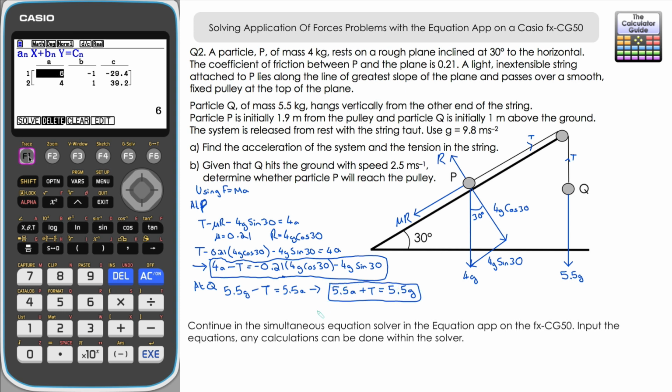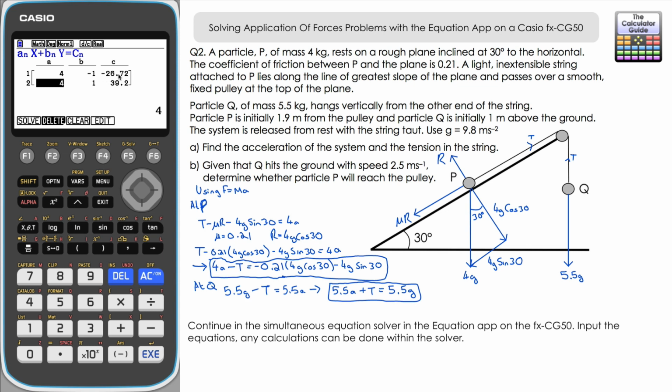Just going to press F1 to repeat here. You can press exit if you prefer. We've still got the figures in from question 1 here, but I'm just going to overwrite these. So we've got 4A minus 1 lot of T, and then careful here, our last entry is going to be all those figures that we had on the right hand side of the equation for P. So that's minus 0.21 times 4 times G, which is 9.8, times cosine 30, and then minus 4 times 9.8 times sine 30. I'm going to get the calculator to work all those out, press execute, minus 26.72 and so on there.